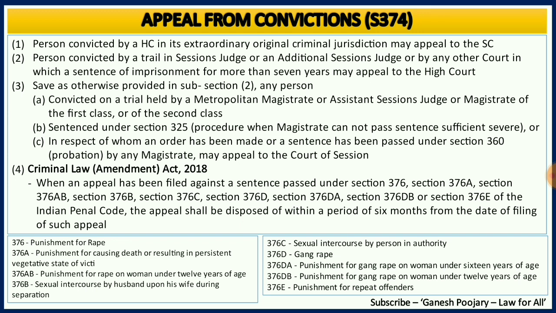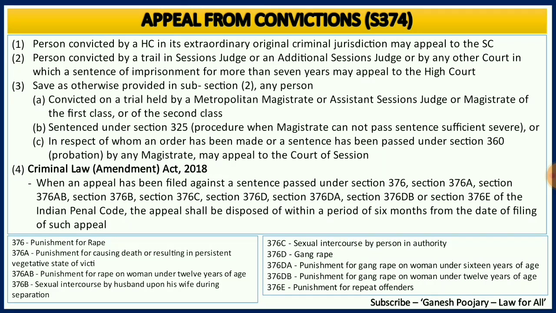That is subsection 1. And subsection 2 says a person convicted in a trial by a session judge or an additional session judge or by any other court, in which a sentence of imprisonment of more than 7 years is passed, may appeal to the High Court. So in all the above courts, if the imprisonment is for more than 7 years, then he can appeal to the High Court as per subsection 2. What if the imprisonment is less than 7 years?